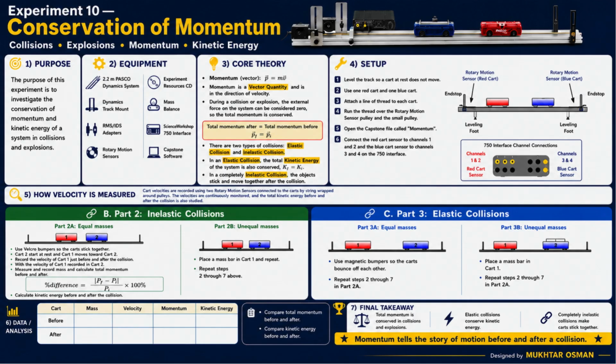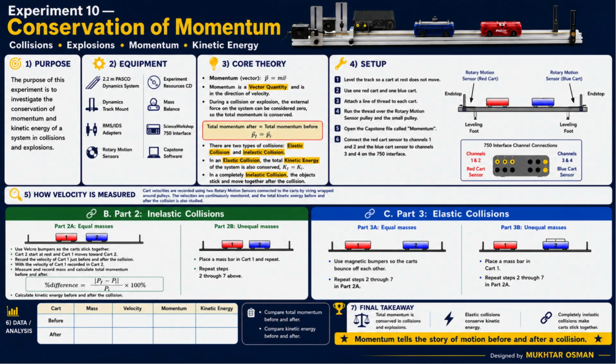6. Part 2. Inelastic collisions. A. Equal masses. 1. Use Velcro bumpers so the carts stick together. 2. Cart 2 starts at rest and cart 1 moves toward cart 2. 3. Record the velocity of cart 1 just before and after the collision. 4. Record the velocity of cart 1 and cart 2. 5. Measure and record mass and calculate total momentum before and after.